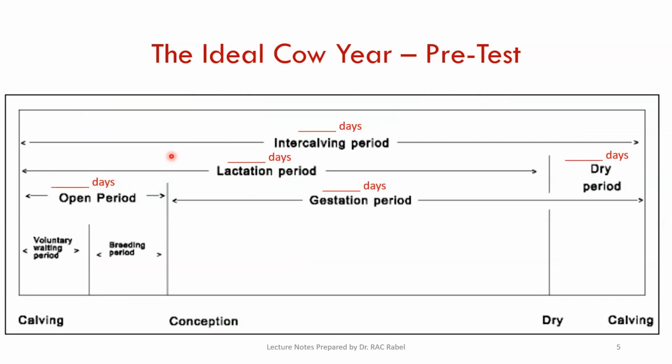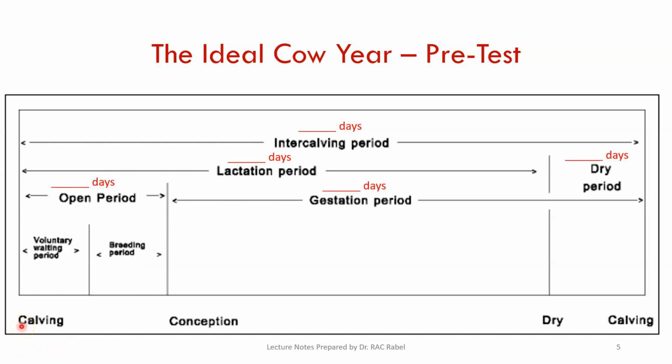Right. So you should have a good understanding of this, right? So this is the intercalving interval that I was talking about, intercalving interval or intercalving period. So this is made up of, you can say, either the lactation period plus dry period or pregnant and non-pregnant period, right? Also called the open period, which is further divided into voluntary waiting period and breeding period. We'll go into details on those, right?